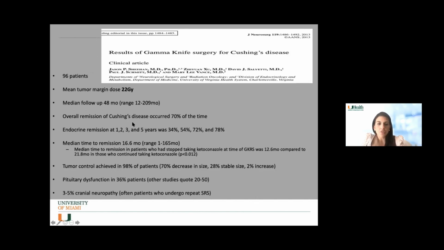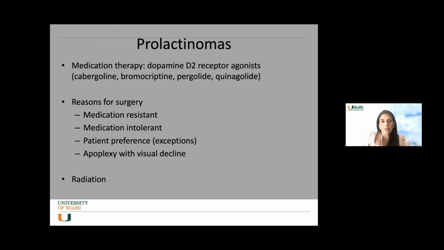And this is just another study showing that radiosurgery can be successful. Importantly to note two things: you need a high dose, you need a high margin dose in order to achieve biochemical success. And again, the one thing that made a difference in terms of remission after SRS was whether or not they were taking their medications. So you actually have to stop their medications at the time of SRS, and that will improve your outcomes.